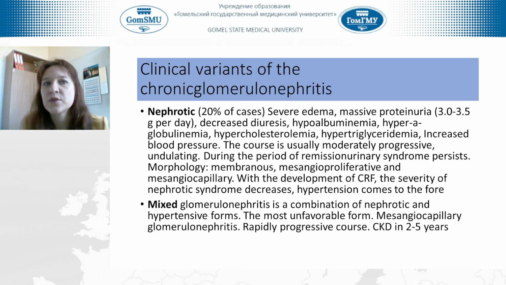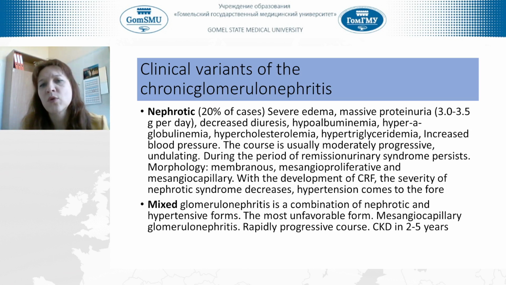Severe edema, massive proteinuria, decreased diuresis, hypoalbuminemia, hypergammaglobulinemia, hypercholesterolemia, hypertriglyceridemia, increased blood pressure. The course is usually moderately progressive, and during the period of remission, the syndrome persists. Morphologically, it is membranous, mesangioproliferative, and mesangiocapillary. With the development of chronic renal failure, the severity of nephrotic syndrome decreases. Mixed glomerulonephritis is a combination of nephrotic and hypertensive forms.